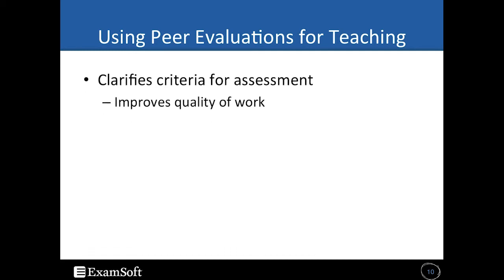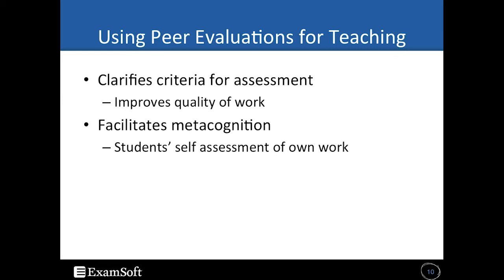Fifth here is, if you're using peer evaluations, it's going to clarify the criteria for that assessment. So whatever assignment you're giving them, they already know what is required of them because you've given them the rubric and they know how they will be assessed. So that is automatically going to improve the quality of their work because they already know what they're going for. You've set the standard for them of what you want them to accomplish, and now they just have to meet that expectation. So you're going to get higher quality of work.